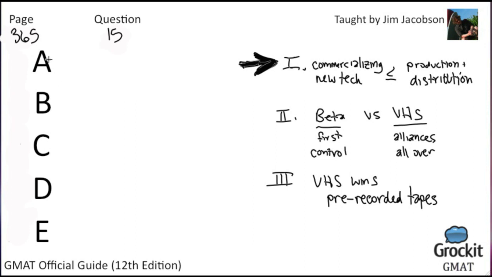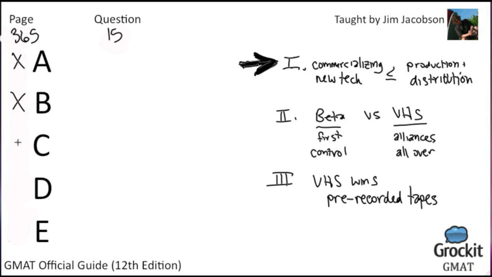So A, carefully restricting access to VCR technology. Later in that paragraph, we find out that this is what the producers of the beta actually did. It says, beta producers were reluctant to form such alliances and eventually lost ground because they were seeking to maintain exclusive control over VCR distribution. So this applies to the wrong format. This is beta rather than VHS. Choice B, giving up a slight early lead in VCR sales in order to improve long-term prospects. Well, neither of them list that as an actual strategy, that they give up a lead in order to improve long-term prospects. So that's not implied by the passage.